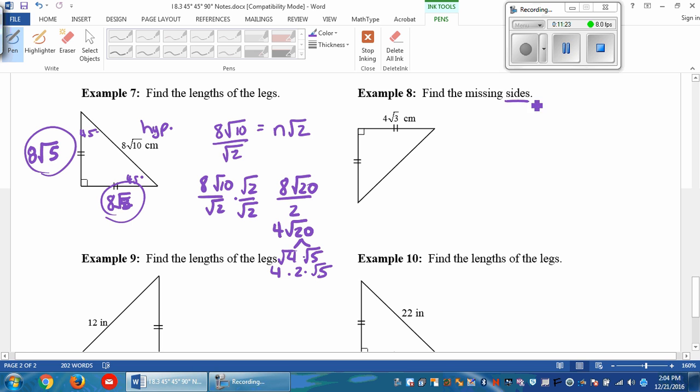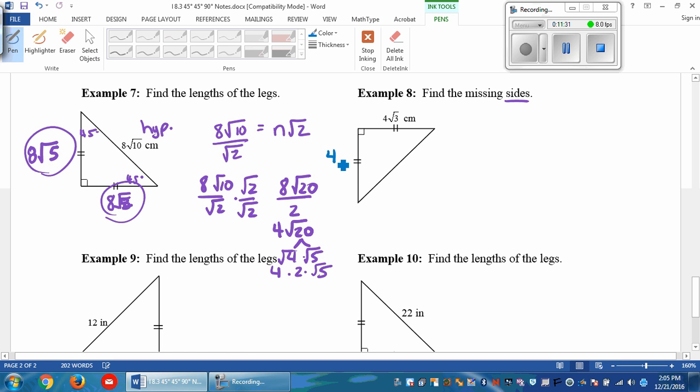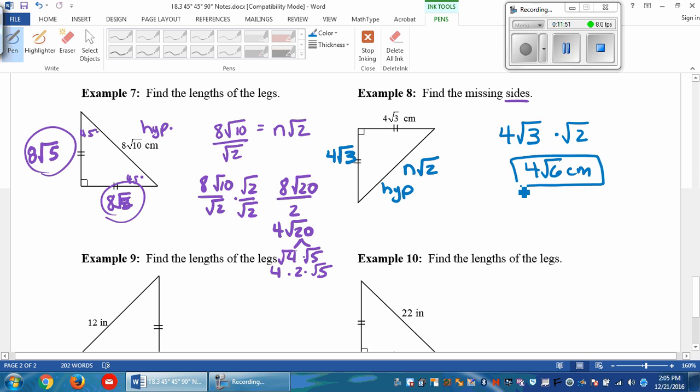Next one, find the missing sides once again. So if we're going to find the missing sides over here, we're going to take this side being 4 root 3, and then we know that this side is the n root 2 side because this is the hypotenuse side. So we're going to take the 4 root 3, and we're going to times it by root 2 this time. So we get 4 root 6 centimeters for the missing side.